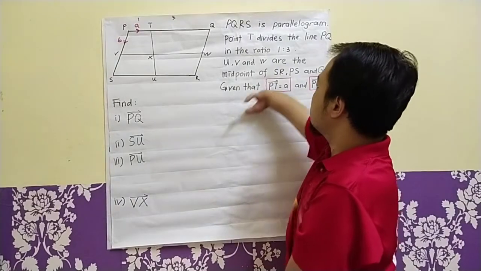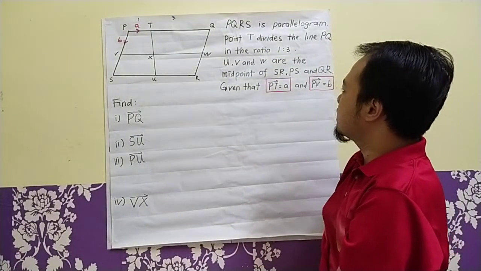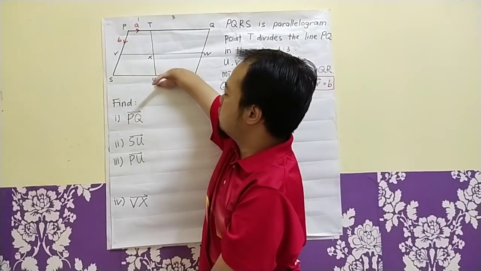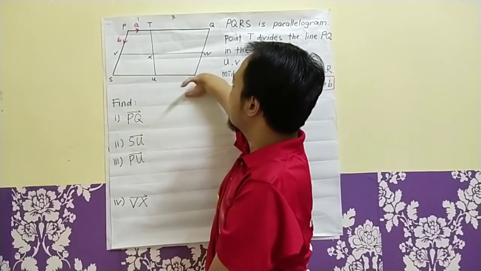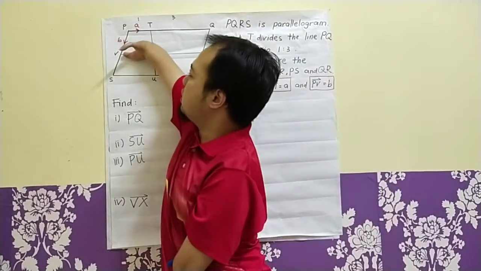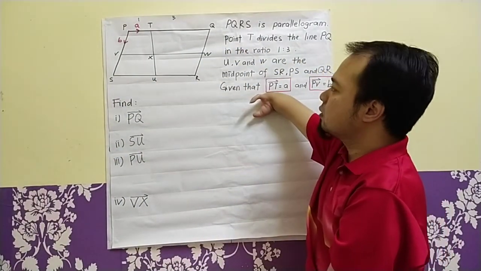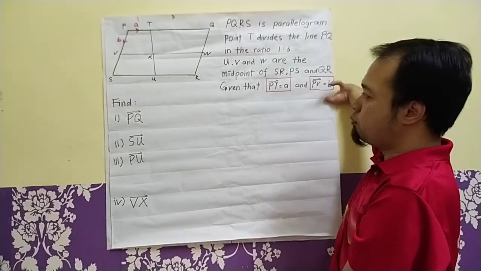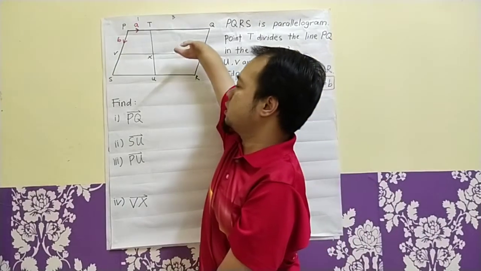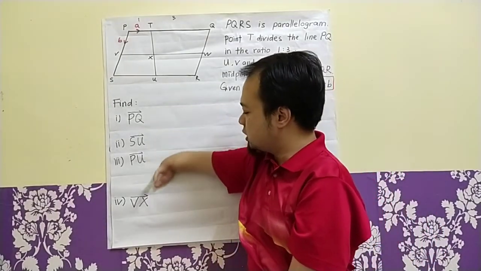Then, U, V, W are the midpoints of SR, PS, and QR respectively. So this is U, midpoint of SR. This is W, midpoint of QR. And this is V, midpoint of PS. Given that PT is equal to A, PV is equal to B.